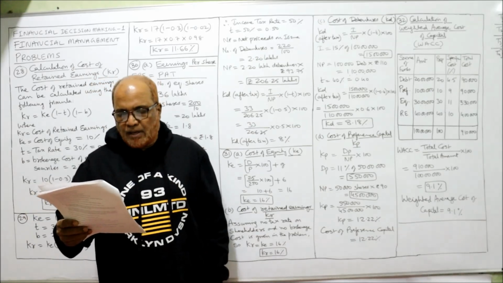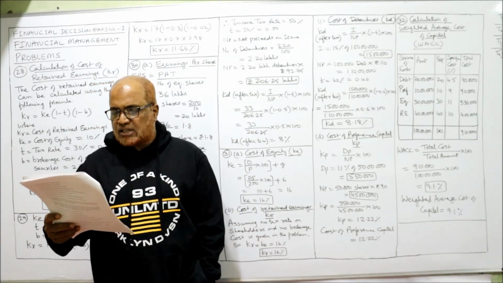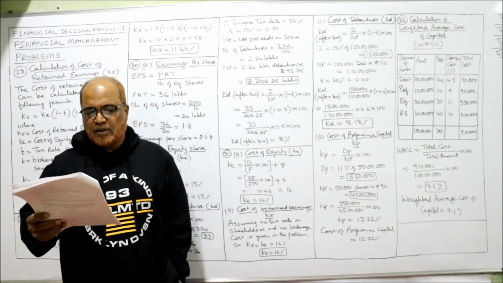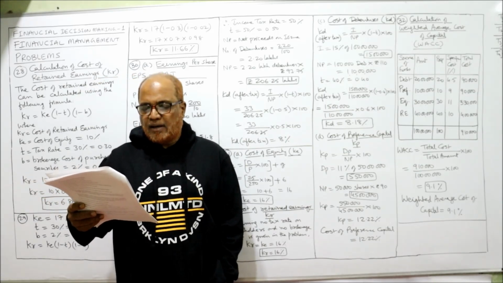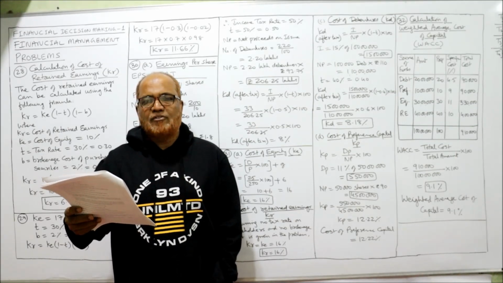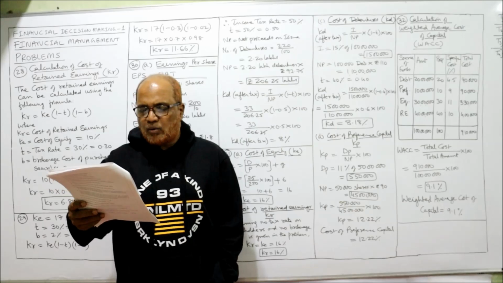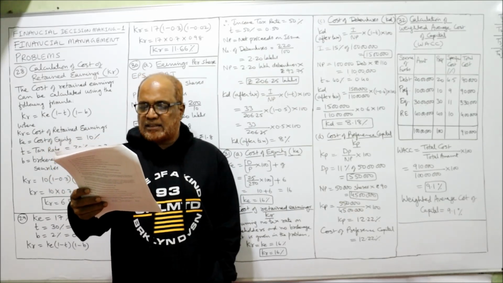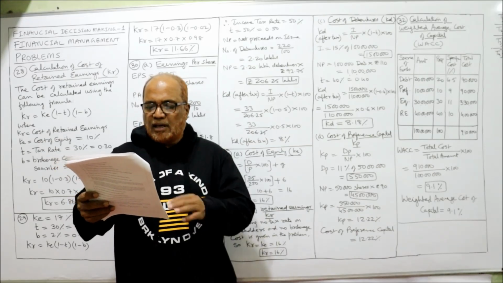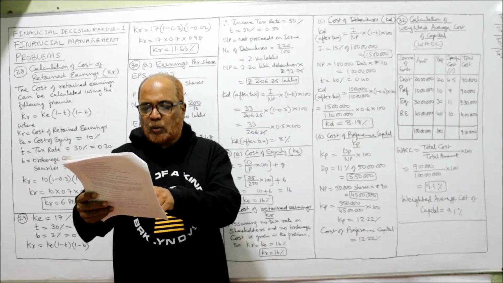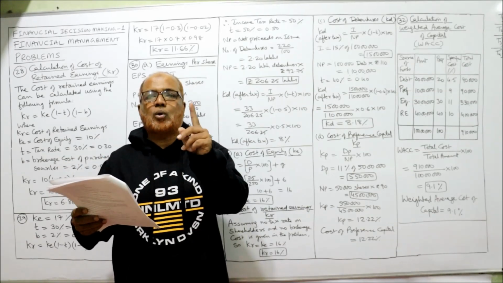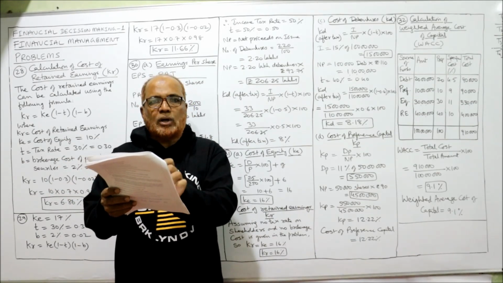Problem number 32. A firm has the following capital structure and the after tax cost for different sources of funds. The sources of funds are debt, preference, equity, retained earnings. 4 sources are there. And the amounts given are 20 lakh, 10 lakh, 30 lakh, 40 lakh. If you add up the total amount, 20 lakh plus 10 lakh plus 30 lakh plus 40 lakh, you will get 1 crore. 1 crore is the total.